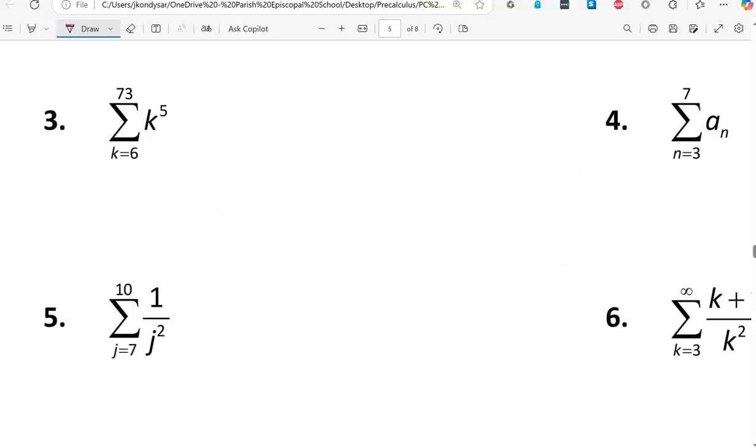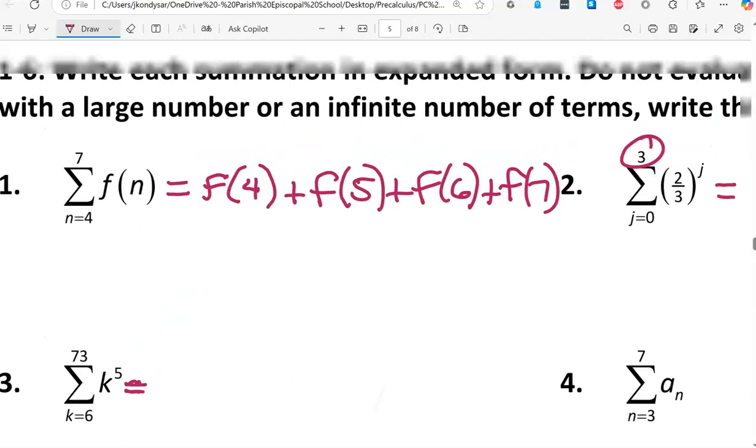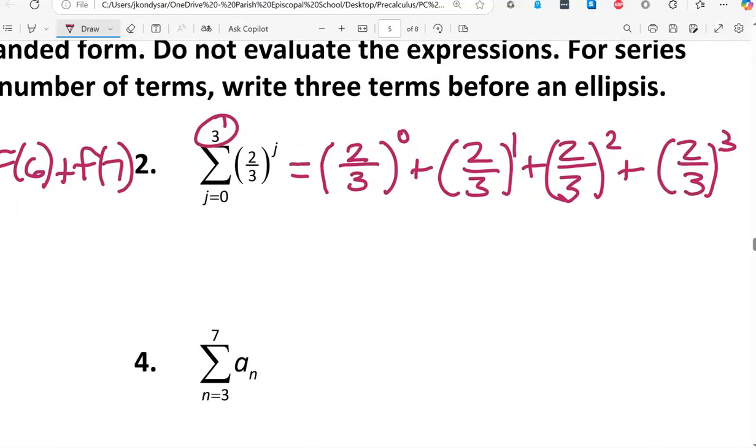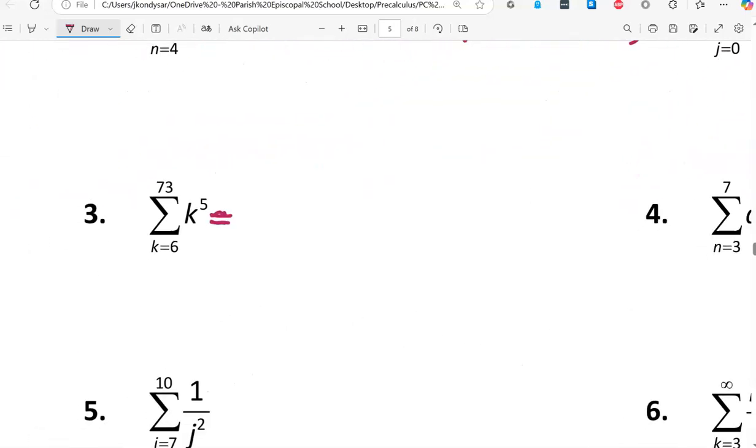So this time there are a number of terms, right? We're going from k equals 6 to k equals 73, so we're going to use ellipsis. And the directions state that when there are a large number of, or an infinite number of terms, write the first 3 terms before writing an ellipsis.